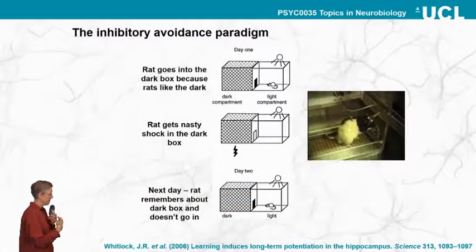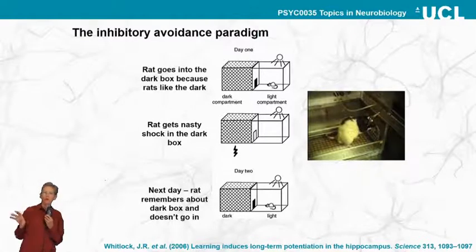So what this is, it's an apparatus that has two chambers, one black and one white. And if you put a rat in the white compartment, normally it will walk through into the black compartment because rats instinctively avoid bright things and they go into the dark. That's where they feel safer.